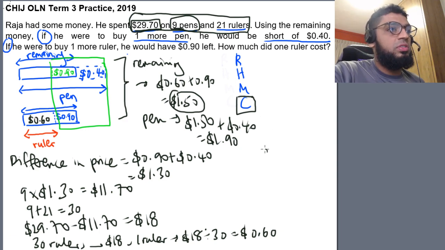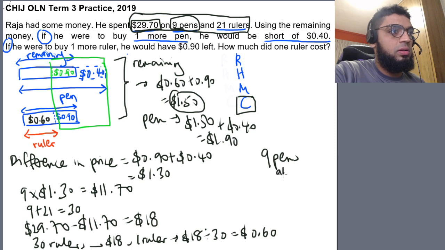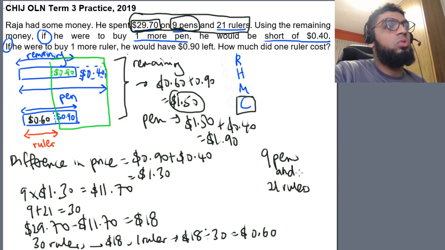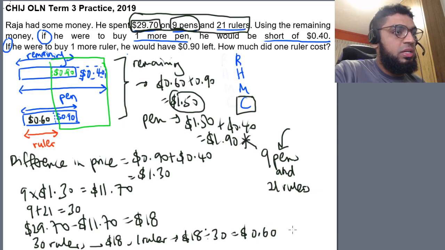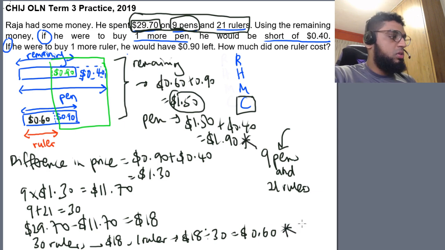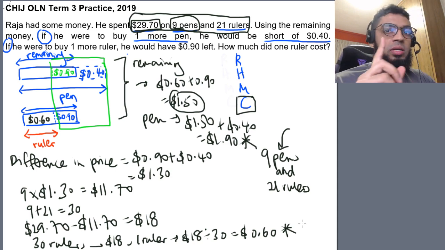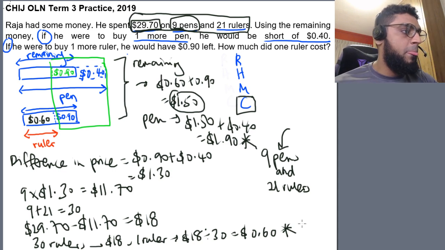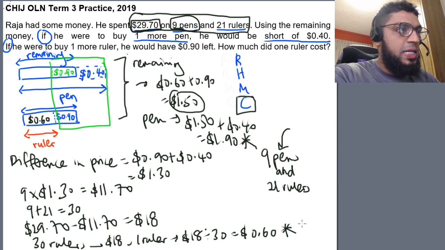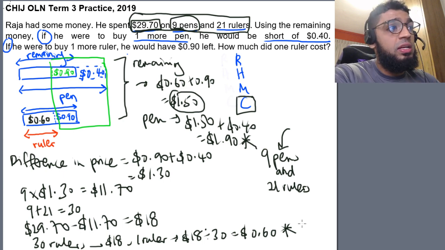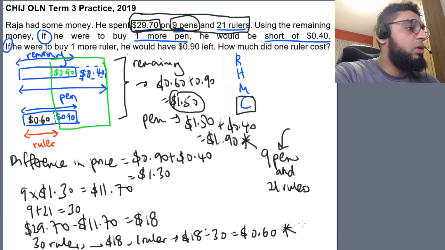Okay, now again, how do we do the final check? We ask ourselves, 9 pens and 21 rulers. What is the total cost of this? Again, each pen is $1.90 right here. Each ruler is 60 cents right here. So take out a calculator, press 21 multiplied by 60 cents plus 9 multiplied by $1.90. So let's do that calculation right now using a calculator.